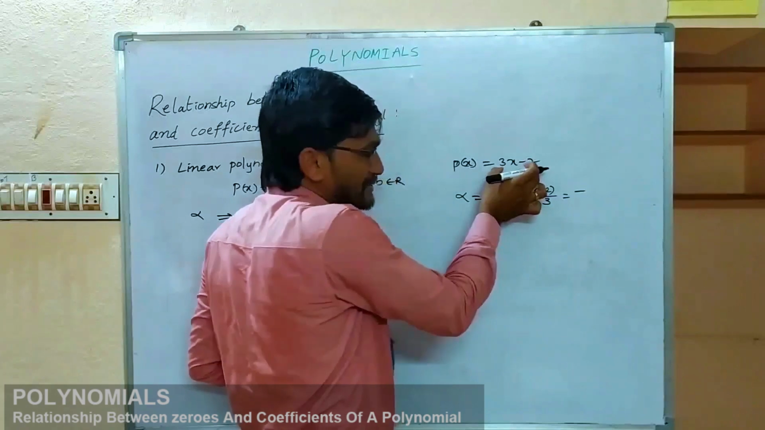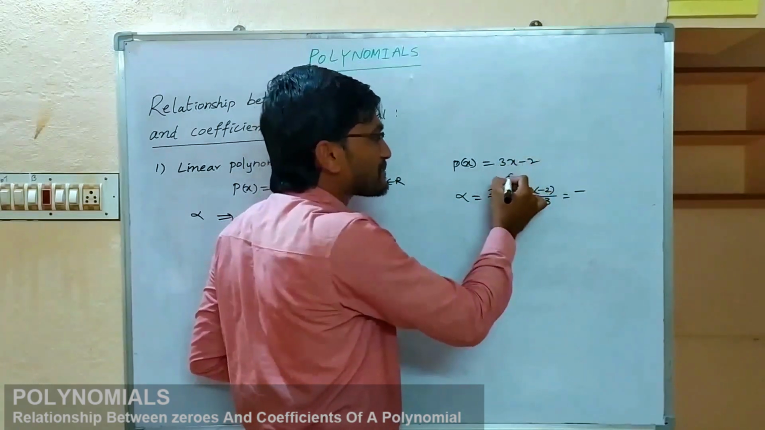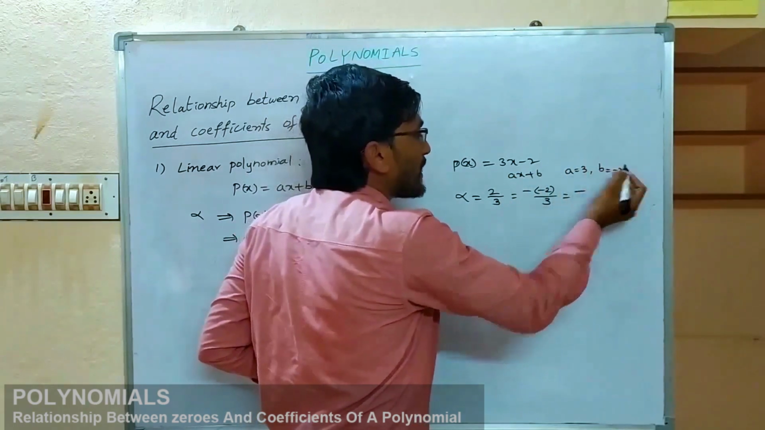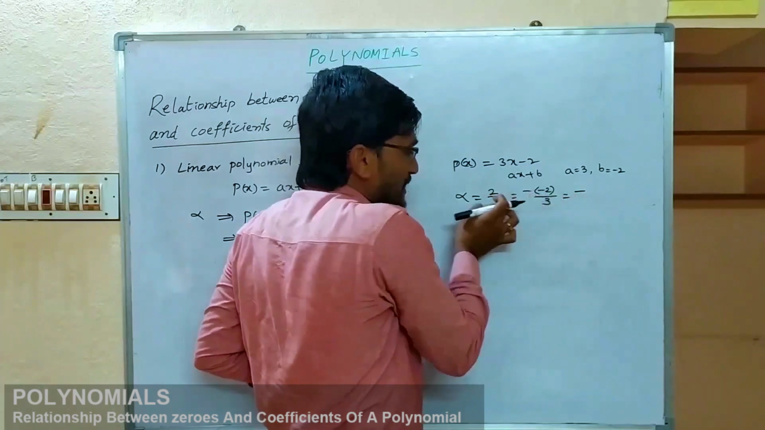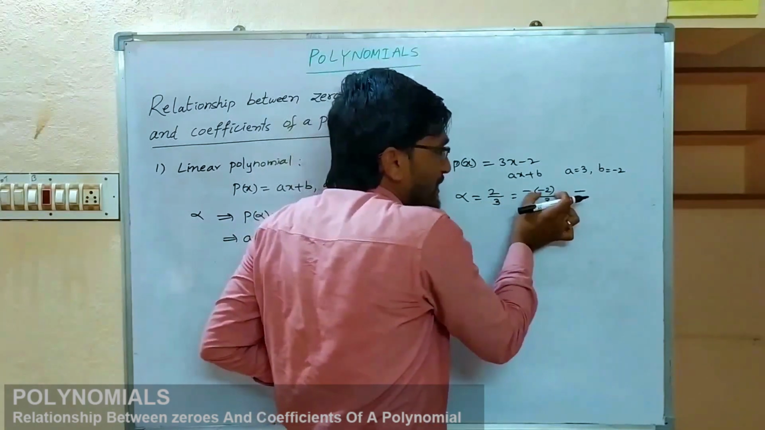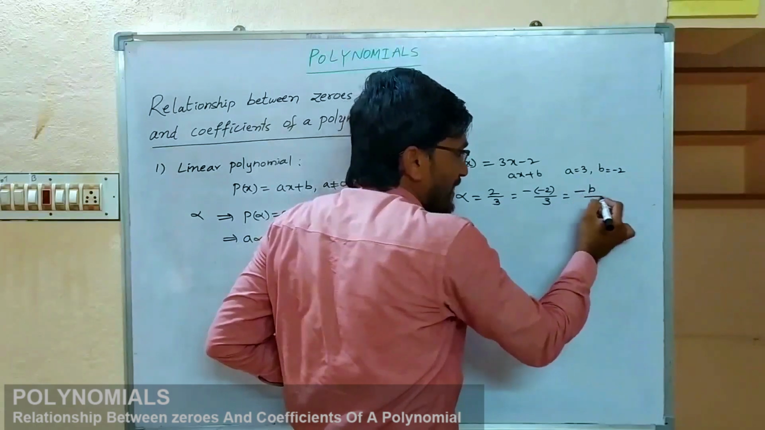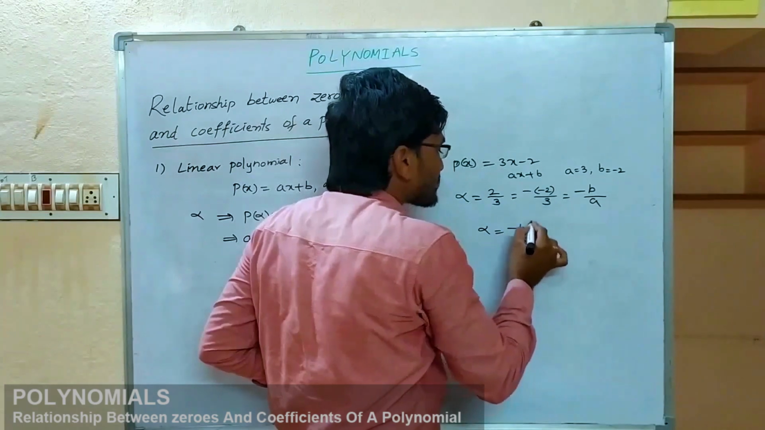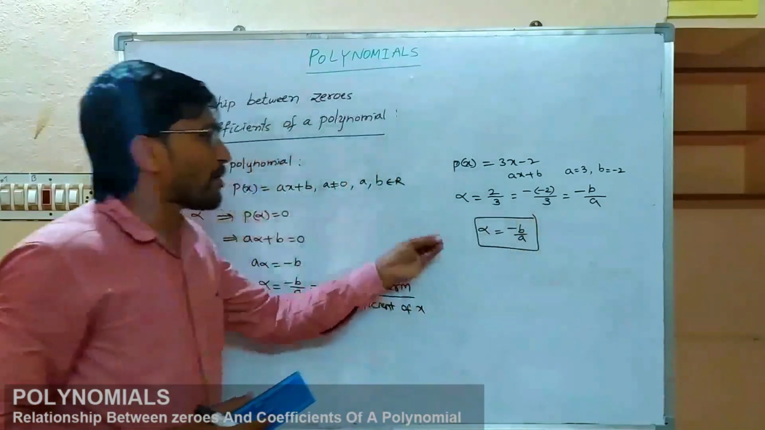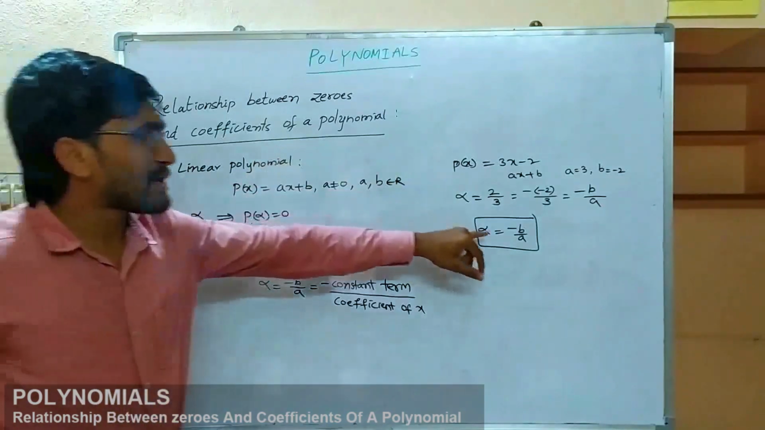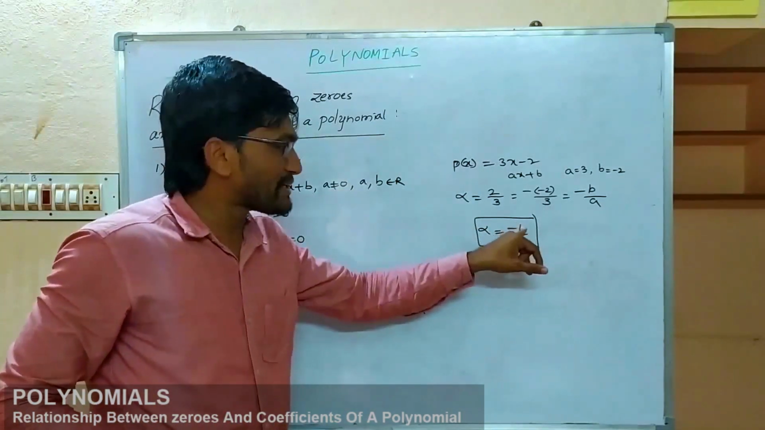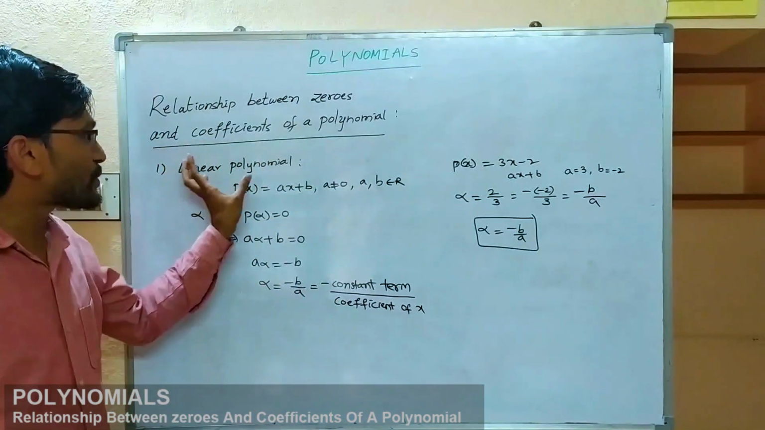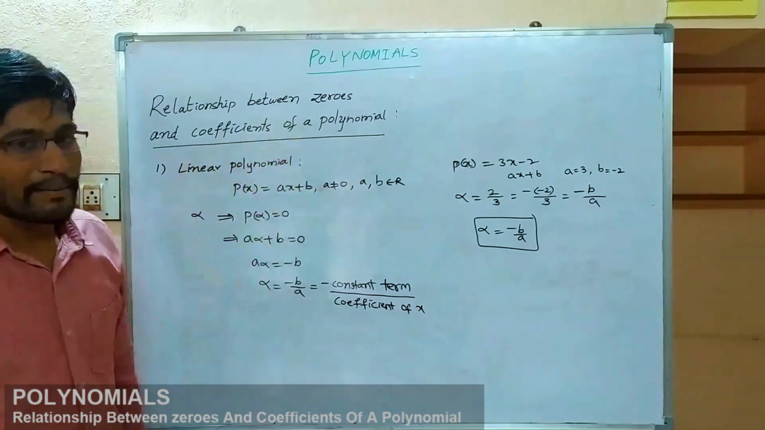So minus b is nothing but what here. If we compare this polynomial with ax plus b, then we get a is equal to 3, b is equal to minus 2. So minus into minus plus 2 here. So minus 2 is nothing but b, divided by 3 which is nothing but a. So finally alpha is equal to minus b by a. The zero of the linear polynomial is nothing but minus b by a, with b a constant and a a coefficient of x. This is about relationship between zeros and coefficient of a linear polynomial.